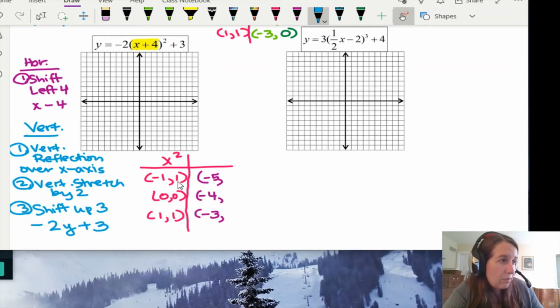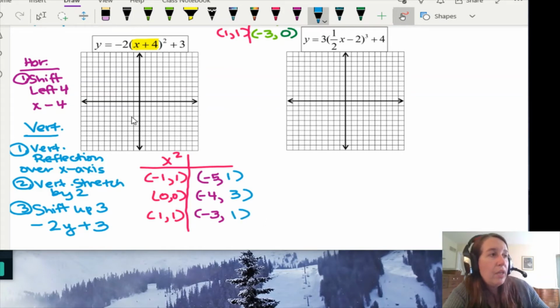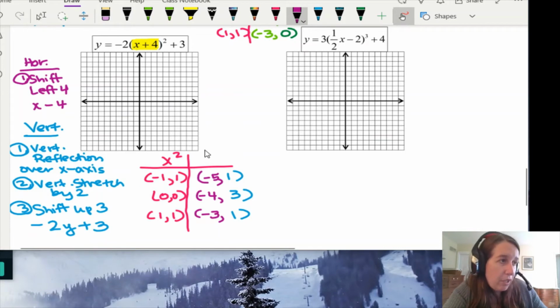And when I plug in 1, I get 1. Okay, so then if I'm going to graph this, I just graph my 3 new points: (-5, 1), (-4, 3), and (-3, 1).